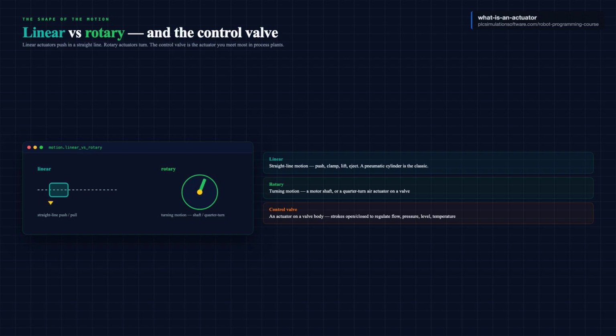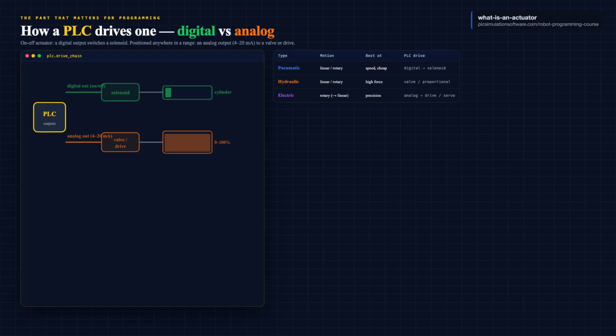And that brings up the actuator you will meet most in process plants, the control valve. A control valve is an actuator bolted to a valve body. The PLC sends a signal. The actuator strokes the valve open or closed, and that regulates flow, pressure, level, or temperature. On a process line, the control valve is the hands of the system.